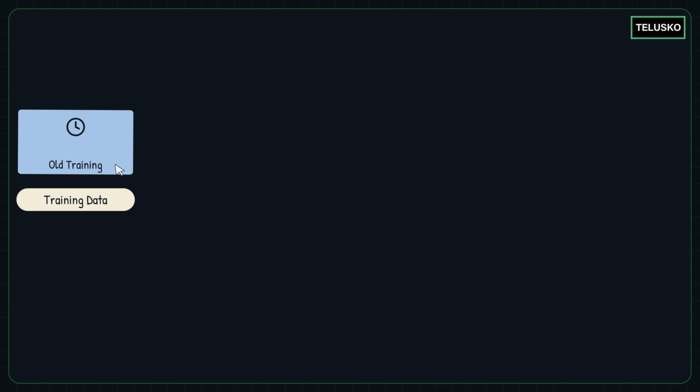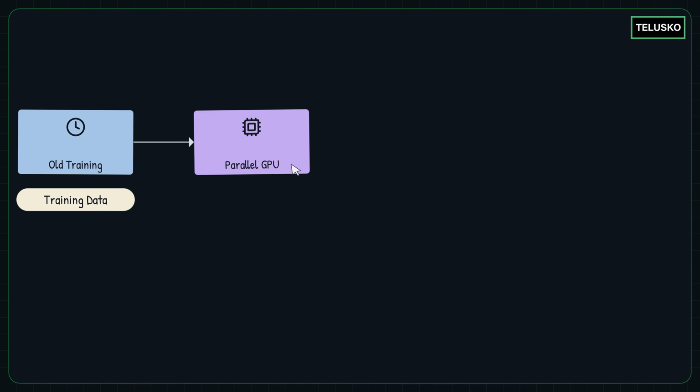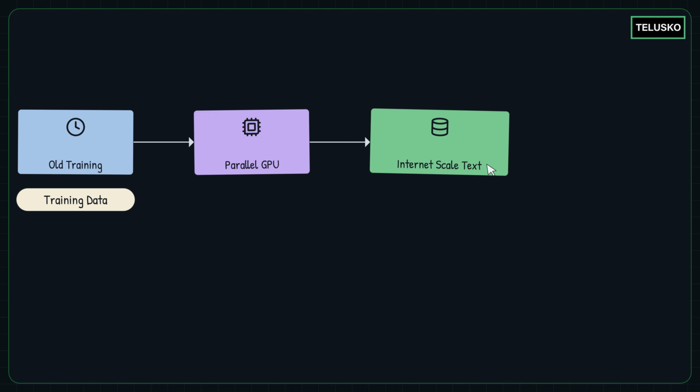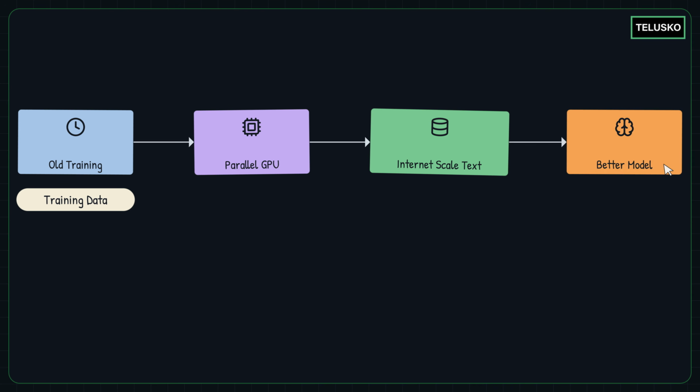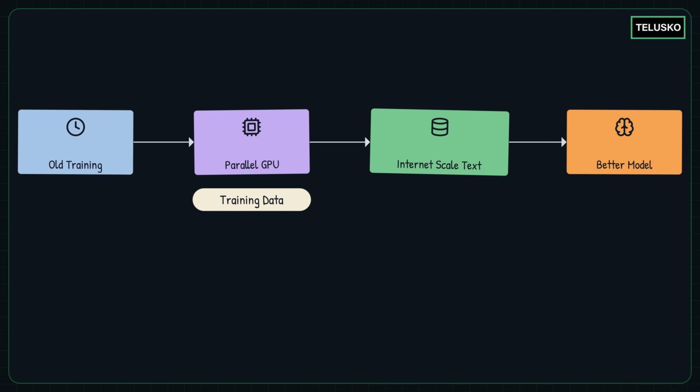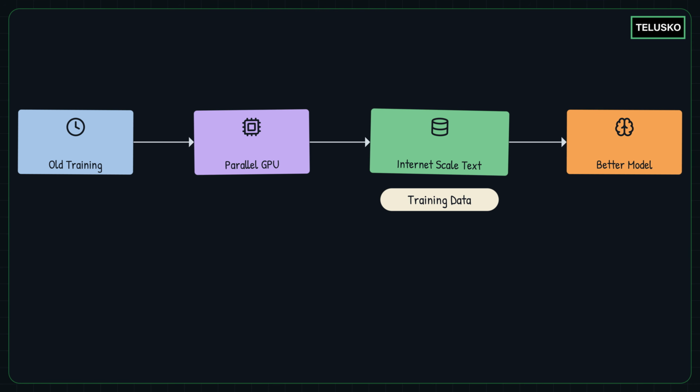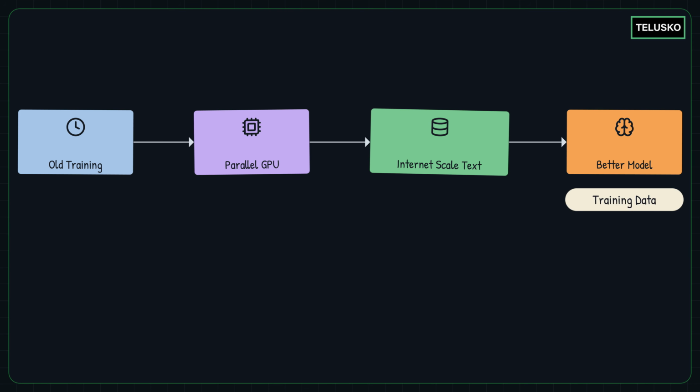We start with old training pipelines. Then we add a parallel GPU. That GPU processes massive internet-scale text. And out comes a much better model. So the data flows from that slow pipeline into the GPU, jumps to the massive text, and lands on a superior model. Here is the full map we are walking through.